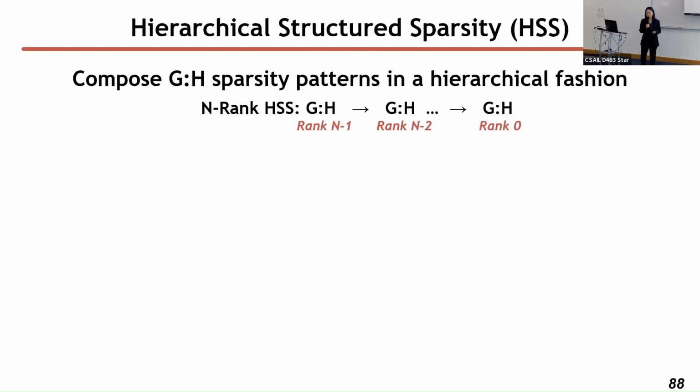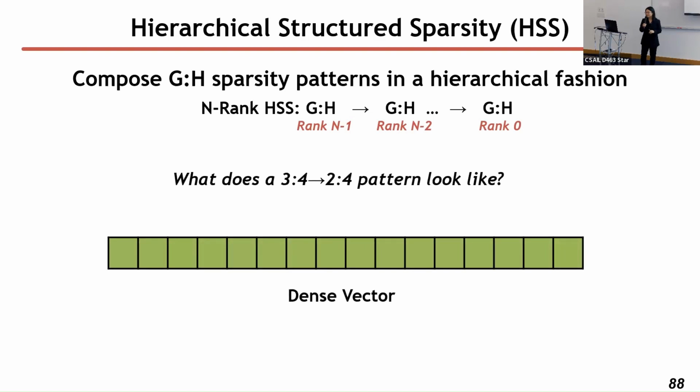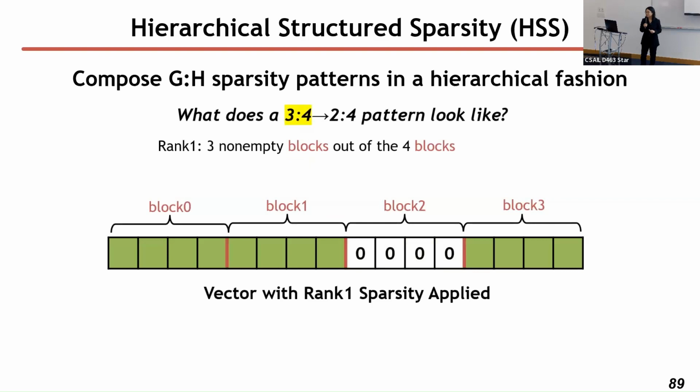So that's still a little bit abstract. Let's use a concrete example to illustrate what this pattern looks like. So we have a dense vector. How can we introduce a 3 to 4, 2 to 4 HSS pattern? So this is a 2-rank HSS pattern. So we'll first introduce rank 1, 3 to 4.